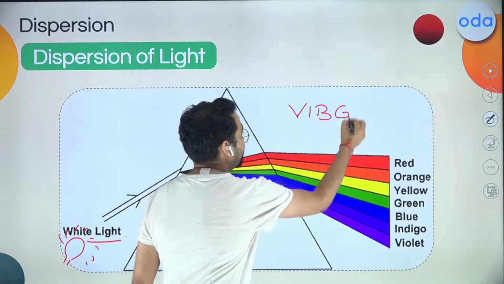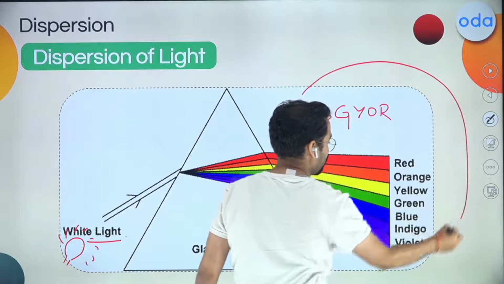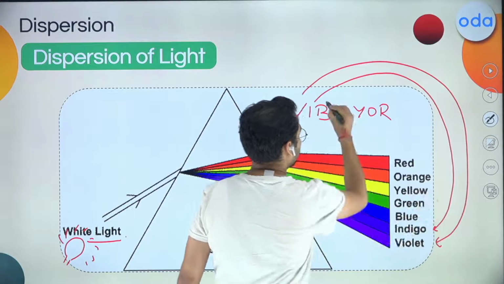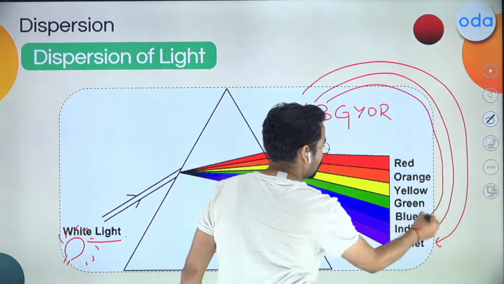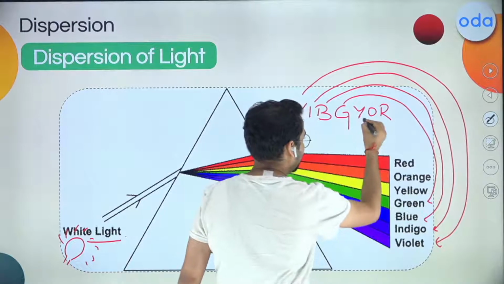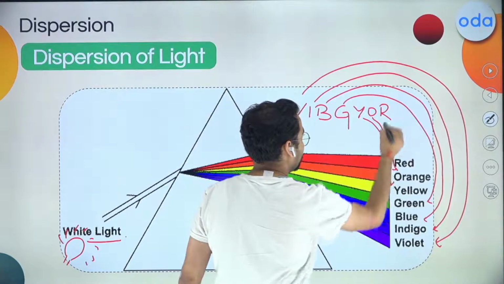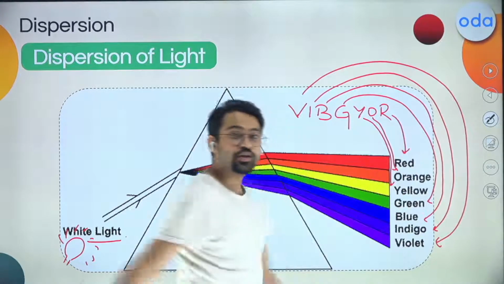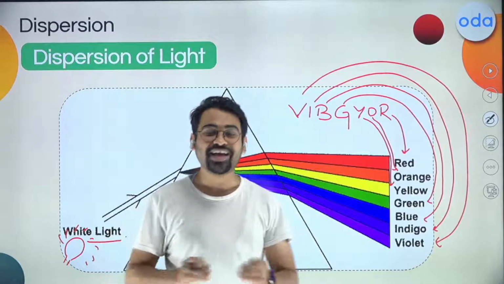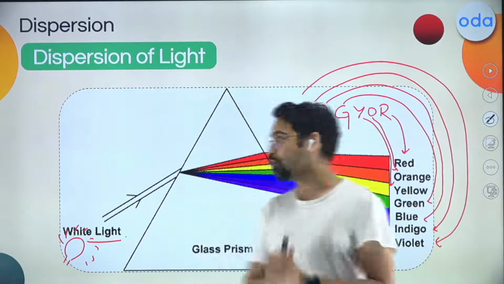I hope that everybody would know about this, that V is for violet, I is for indigo, B is for blue, G is for green, Y is for yellow, O is for orange, and R is for red. So you can remember this very easily, that white light breaks up into seven colors, and this is what we call the VIBGYOR spectrum.